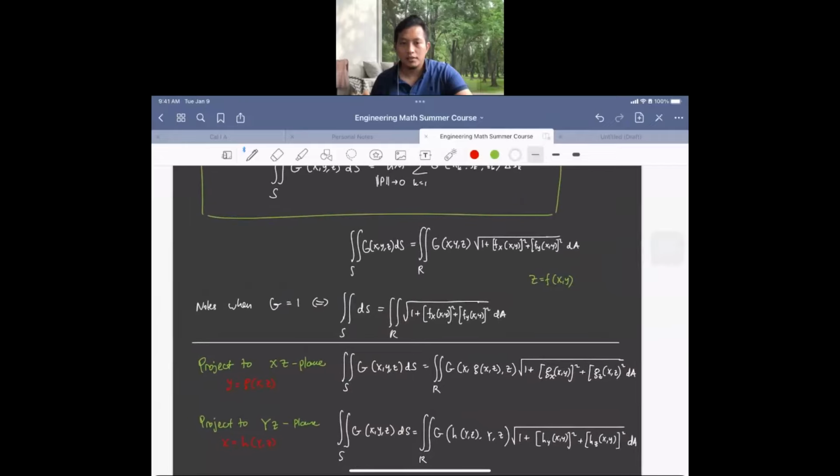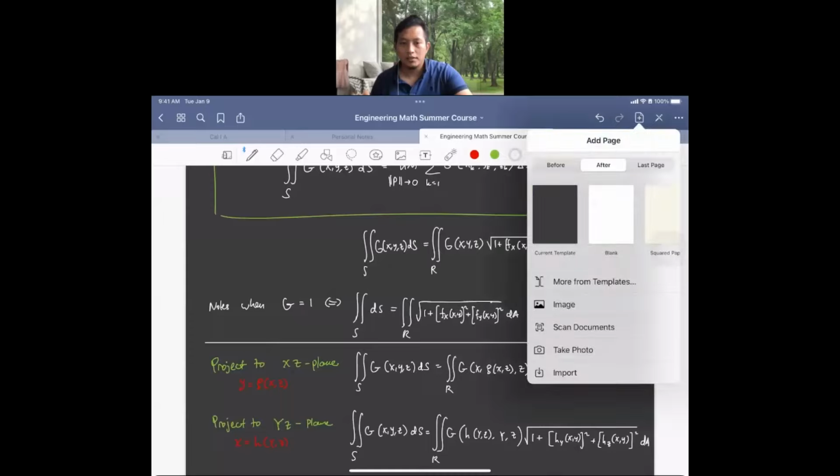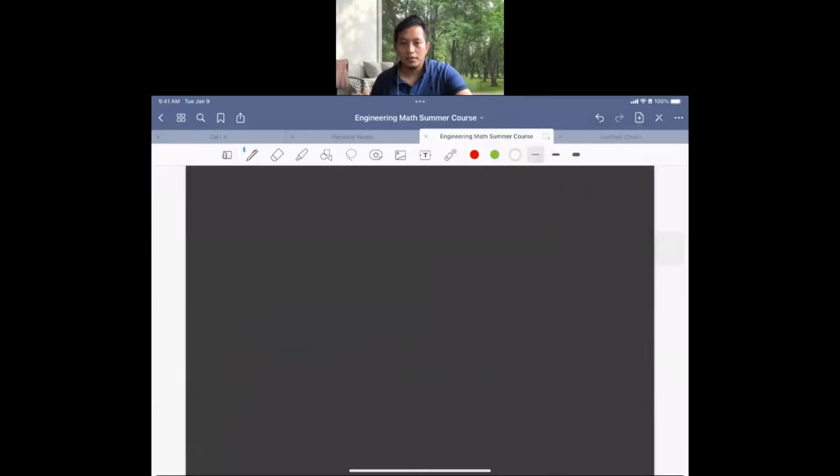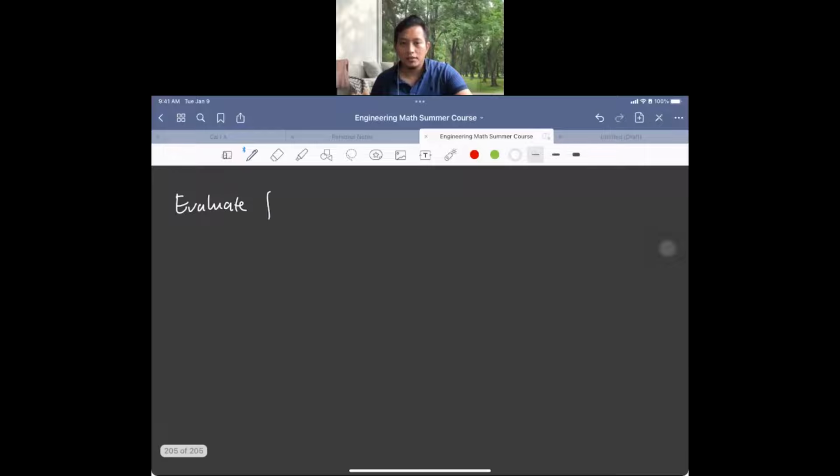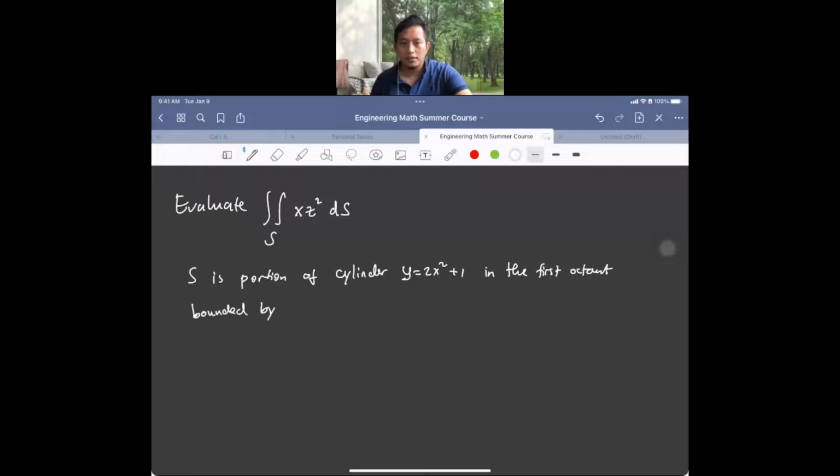Okay. Okay, let's move from here. So, evaluate the surface integral of xz squared dS, where S is the portion of the cylinder in the first octant bounded by x equals 0, x equals 2, and z equals 4, z equals 8.